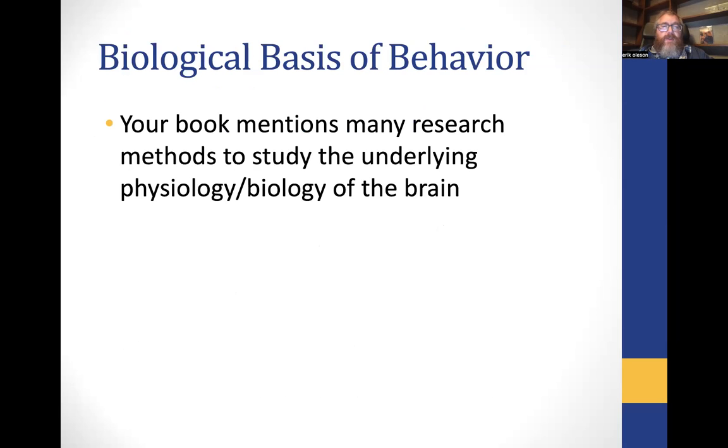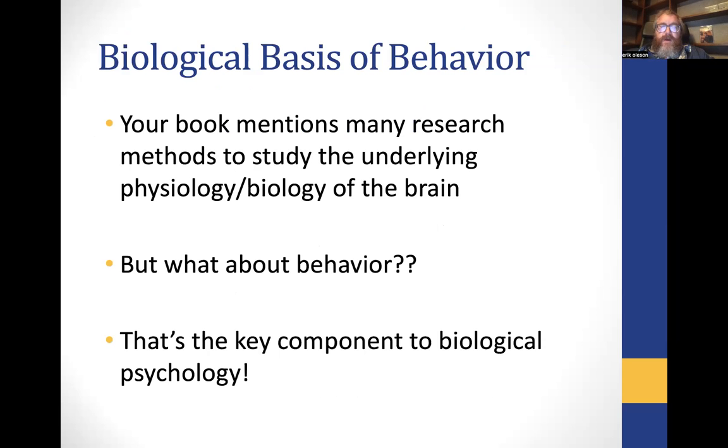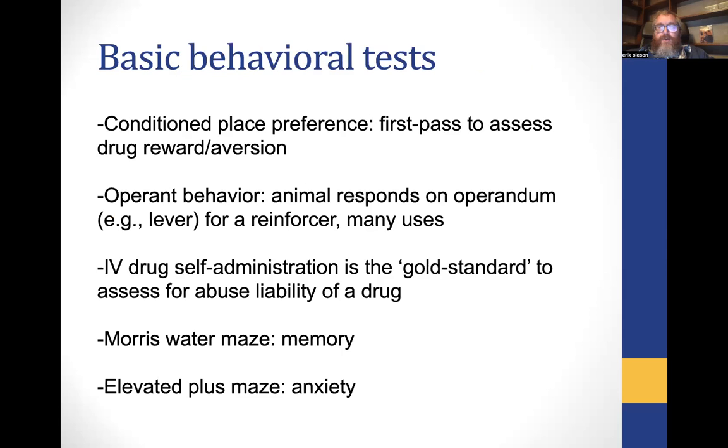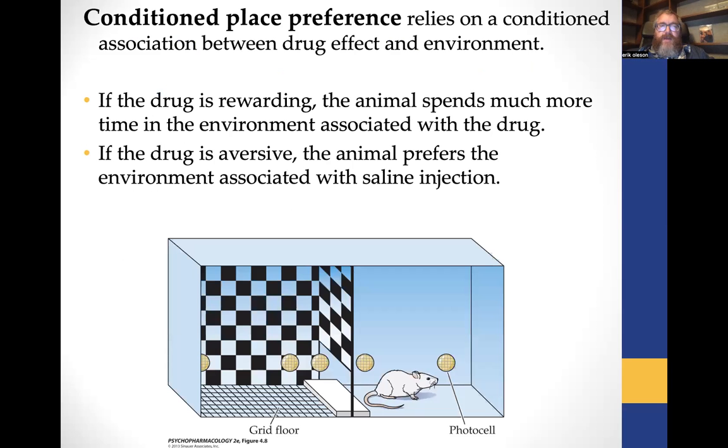Your book mentions many research methods to study the underlying physiology of the brain, but what about behavior? That is a key component of biological psychology. When we do manipulations like an ablation or perform optogenetics, we often do them during a behavioral assessment that can be quantified in some empirical fashion. The techniques I'm going to talk about are conditioned place preference, operant behavior, IV drug self-administration, the Morris water maze, and the elevated plus maze.